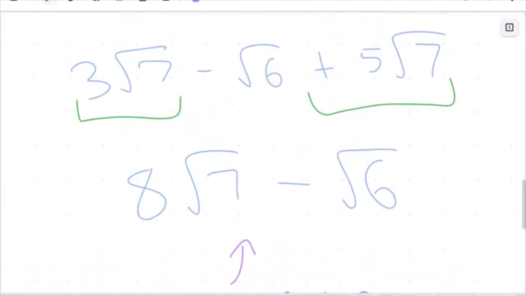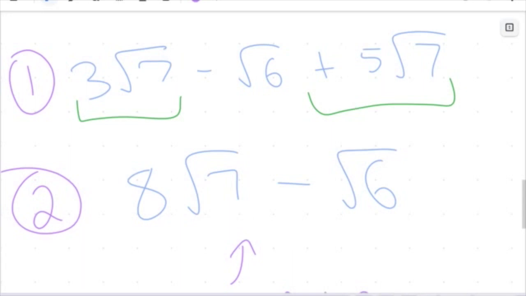We are finished. And if you actually pop this into your calculator, just for a thing to do at home, pop this thing into your calculator. So write 3 root 7 minus root 6 plus 5 root 7. And then also put in 8 root 7 minus root 6 and see what answer you get. You will find that you will get the same exact answer. It's going to be an irrational number, right?